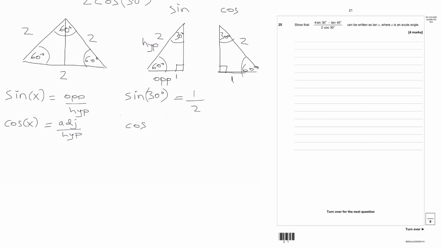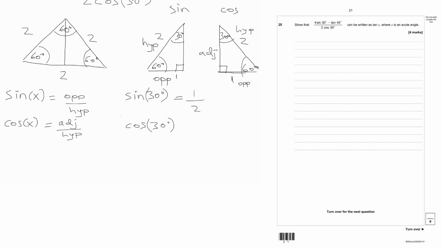Now cos of 30 degrees is going to be equal to adjacent over hypotenuse. Well, let me just label the sides. We know the hypotenuse is 2, but in this case, the adjacent is this side here, which we don't know. And we can work out the adjacent side using Pythagoras' theorem. So Pythagoras' theorem in this case would say, and I'll just label this opposite as well.